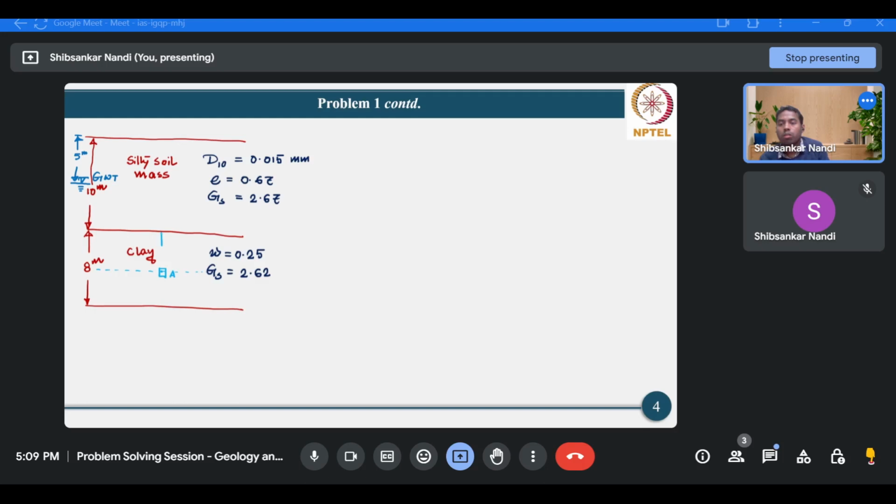So this dimension is 4 meter. At the mid depth of the clay layer, because the clay layer has a total thickness of 8 meter, at a distance of 4 meter from the base of the silty soil mass, we have to determine the effective stress, and this is the ground surface.